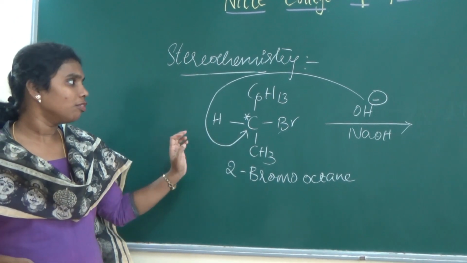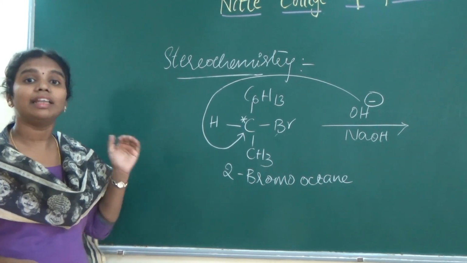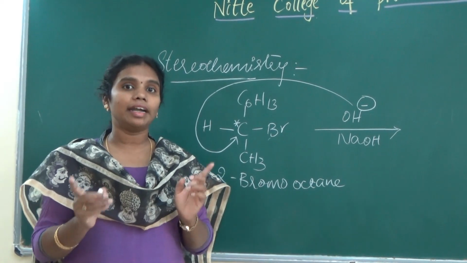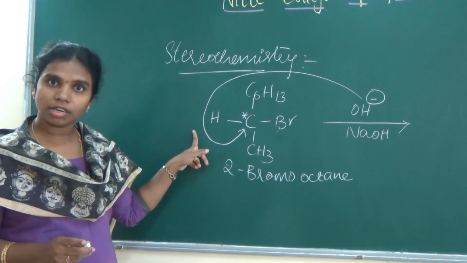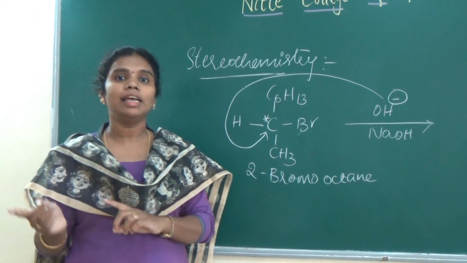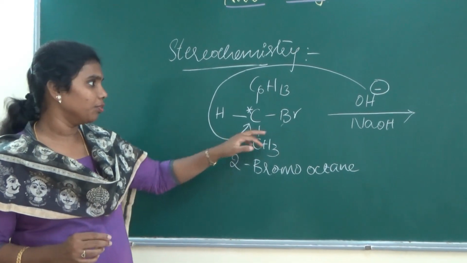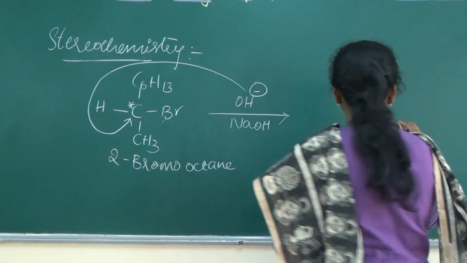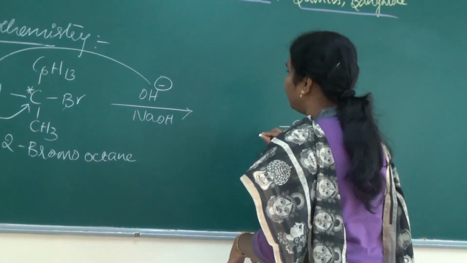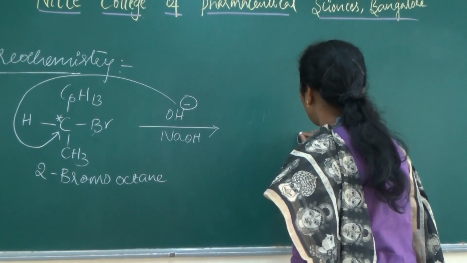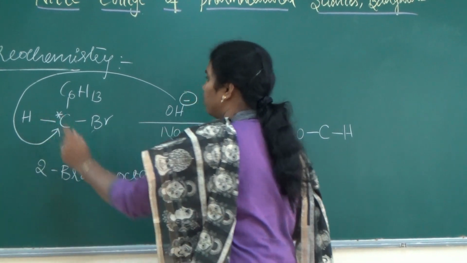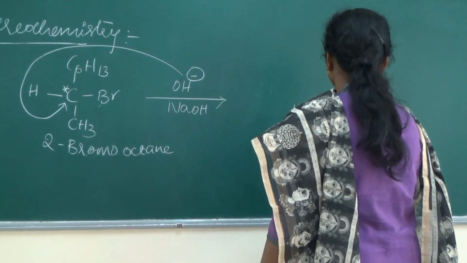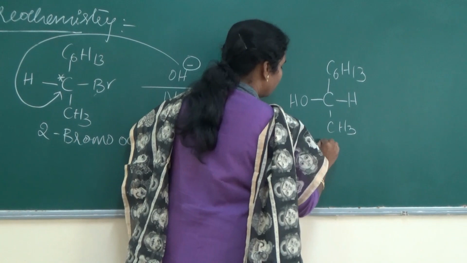By means of this backside attack, in the transition state, you might have observed, there is a pentavalent carbon containing both the bromine and the hydroxyl group, where bond breaking and bond making are happening. In this reaction, the hydroxyl group will come and add exactly in the opposite direction to that of bromine. Opposite to bromine, the hydroxyl group will be adding here. This compound is called 2-octanol.